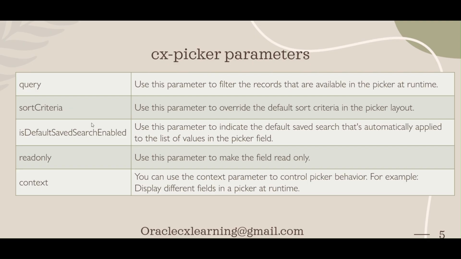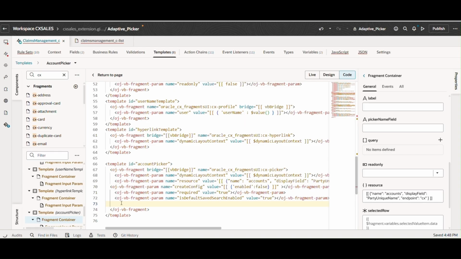Let's explore other parameters also. The next option is query. There might be a requirement where you want to filter only the prospects, or only the customers, or only the health and fitness accounts. So you can use the query parameter to filter the data. Let's see how we can use it. Yes, let's add the query parameter.